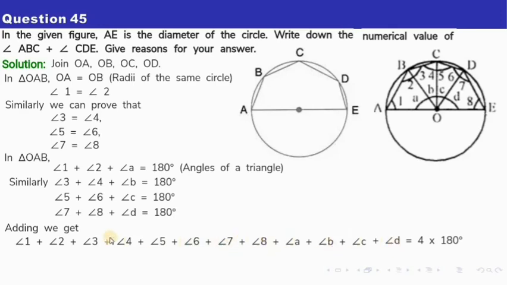So this is the left hand side. Okay. So in the right hand side, we have got 4 180. So that's why it is written 4 into 180. All right. So let us evaluate.